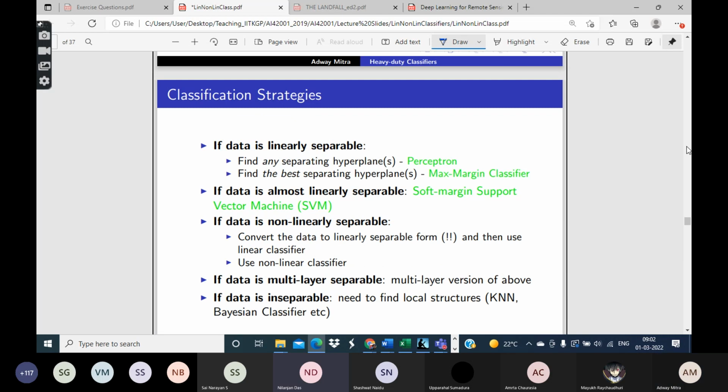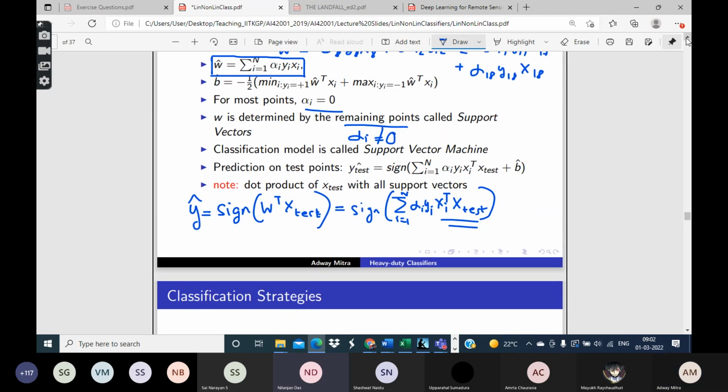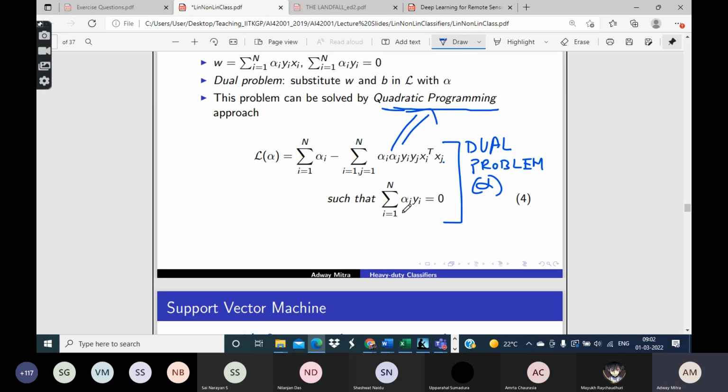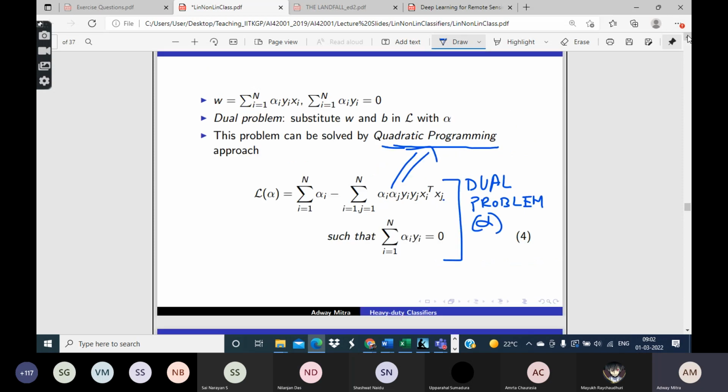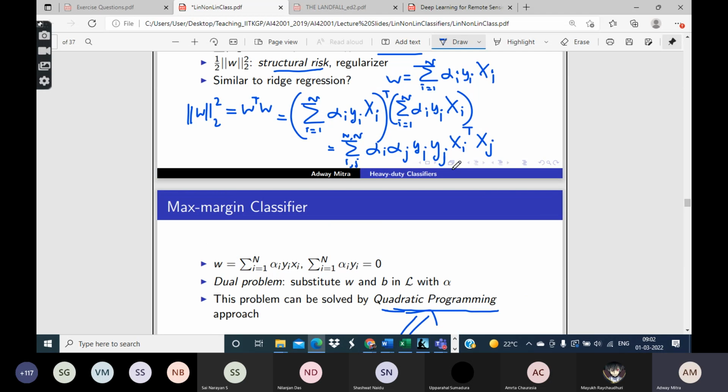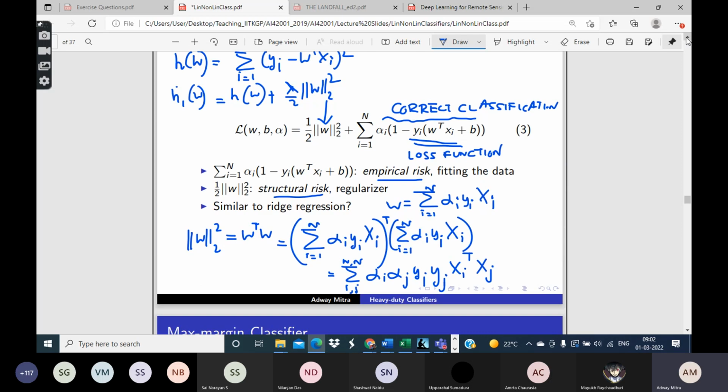Sir, how did we get the constraint for the dual problem? The constraint for the dual problem, you will understand once you actually do all the derivatives and also bring in the replacement of the w's in the primal problem. You will see.